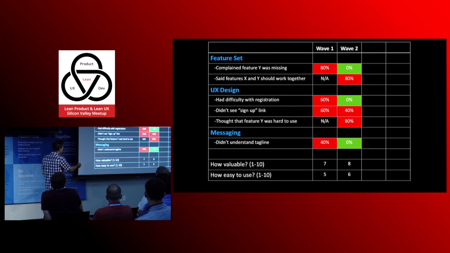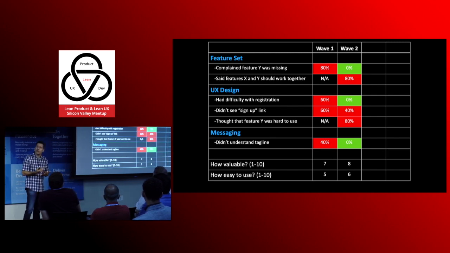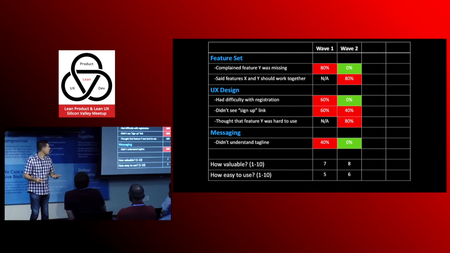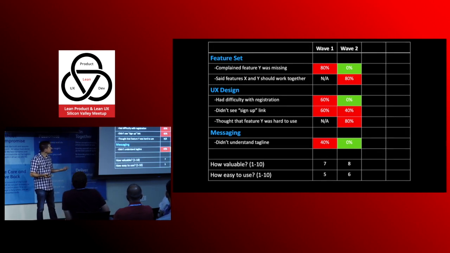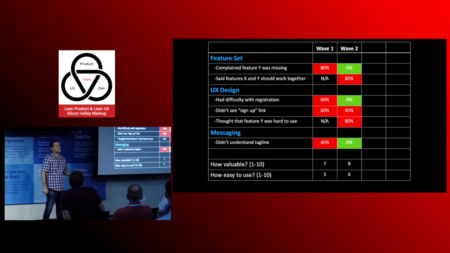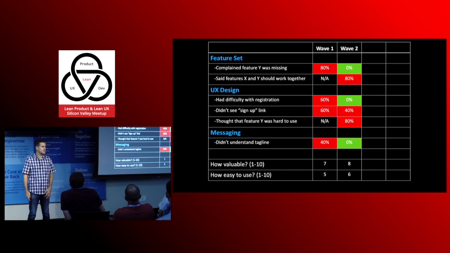Registration, now 0% of people, so our designers did a good job redoing that flow. However, there's still 40% of people who don't see the sign-up link. So we did a design tweak there. It got a little bit better maybe, but we didn't quite solve that problem yet. And then by the way, now we got new feedback that feature Y is in there, but 80% of people are saying it's too hard to use. They can't figure it out. That makes sense? And then the new tagline, there's no problems with the new tagline. And our scores have gone up a little bit on the median of a small sample size, but the median has gone up. Does that make sense? That's wave 2.